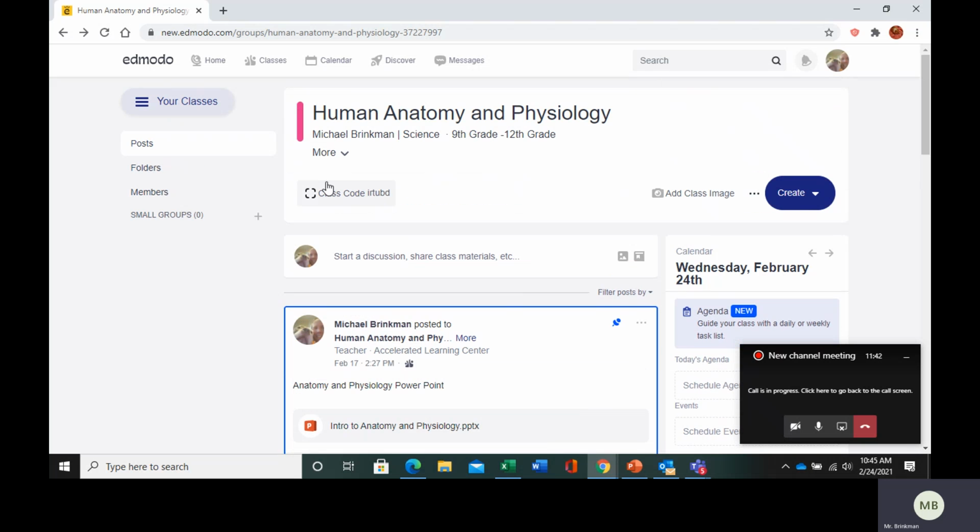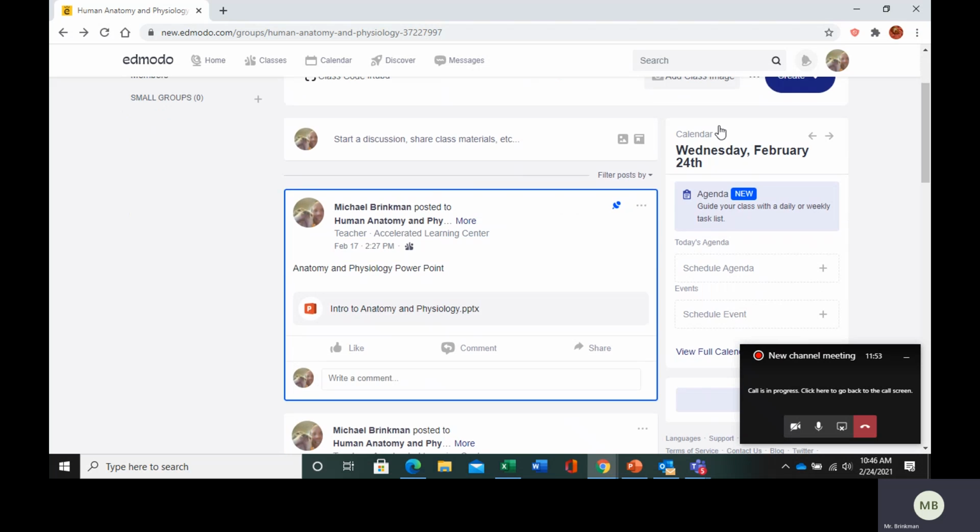So here's the class code right here. And if you don't have an Edmodo account, you're going to need to sign up for one, and then you put in this class code when it asks for it.